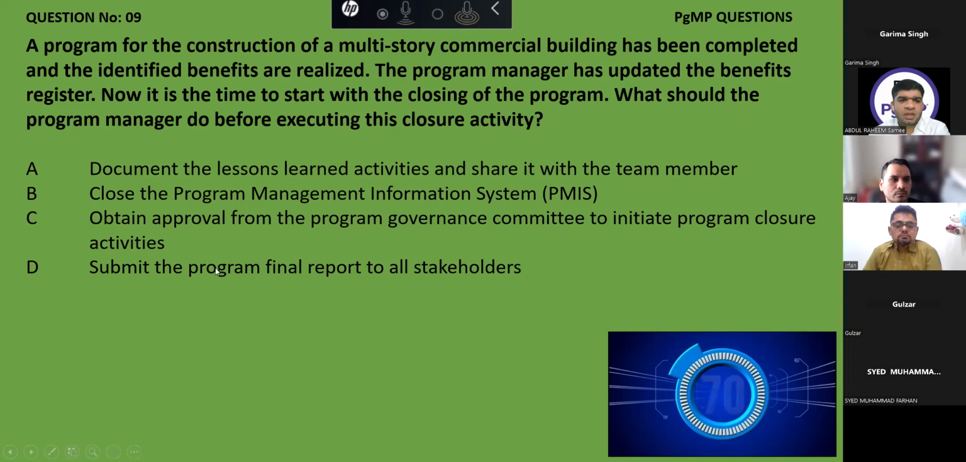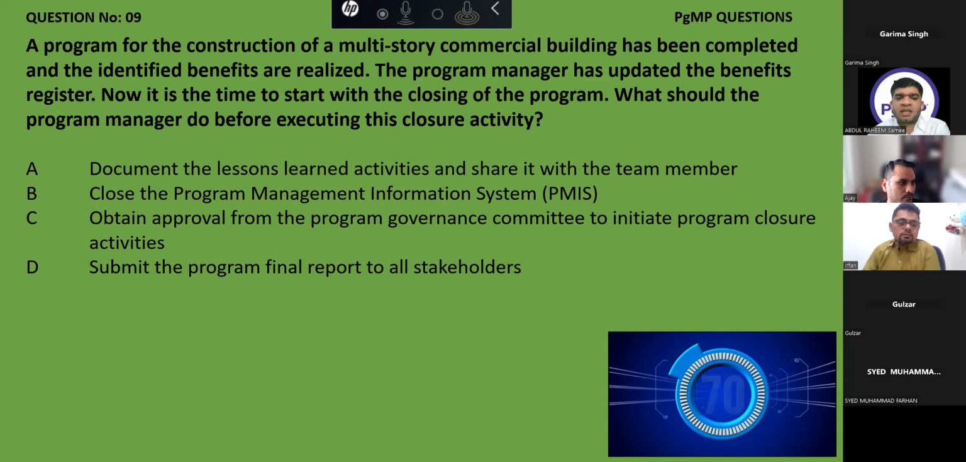No, same thing. Submitting the program final report includes everything. It includes the lesson learned. It includes all your documentation. It includes everything that was done. So this will be the last step. Yes, please continue, go ahead.